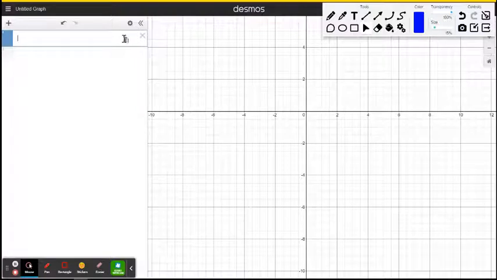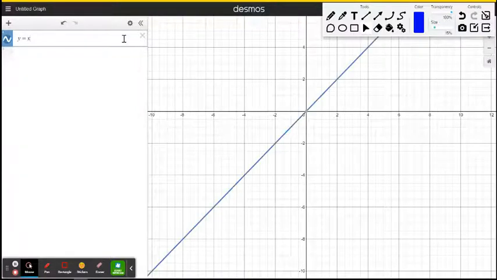Today I am going to show you how to use your Desmos graphing calculator to solve quadratic equations, okay? Before we begin though, let's talk a little bit about all the features of a quadratic equation, okay?